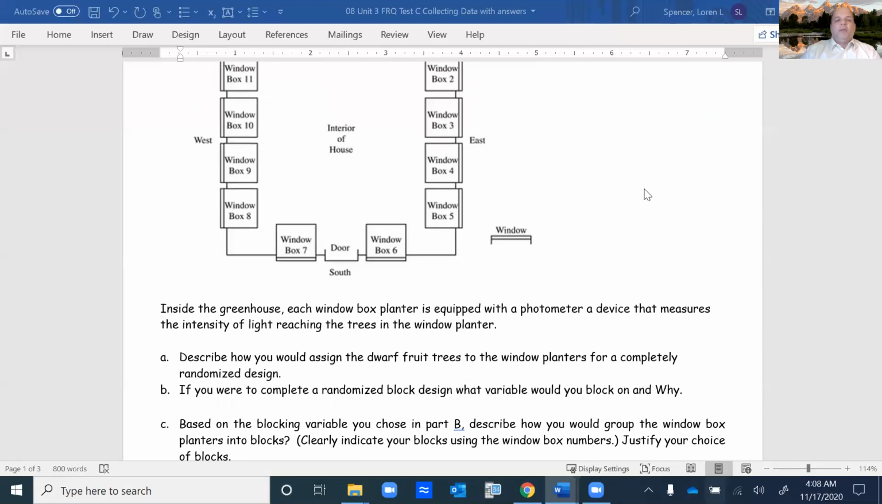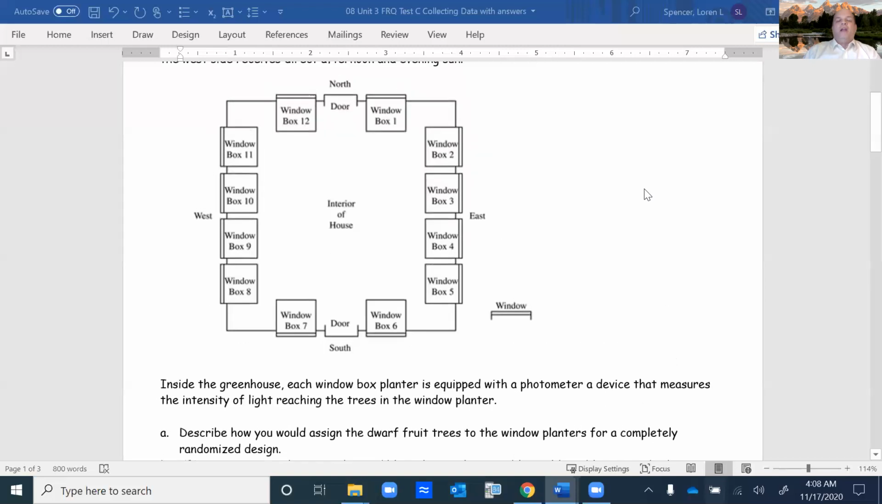Based on the blocking variable you chose in part B, describe how you would group the window box planters into blocks. Clearly indicate your blocks for those numbers. So I've blocked them, and now how am I going to group these window box planters? Well, they've told me that there's a difference in light in the morning and the afternoon.